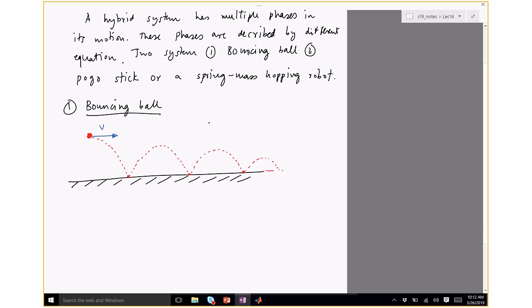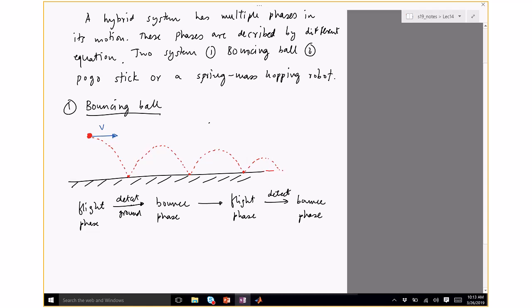So one way of describing the system is there's a flight phase. It's flying in the air, and at some point of time it hits the ground, so we need to detect the ground. The moment we detect the ground, we need to apply a condition which determines what happens to the ball after it collides with the ground. So that's the bounce phase. Let's call this the flight phase, then the bounce phase. And then it flies off in the air, and then there's a flight phase, bounce phase, and so on. We have to detect contact.